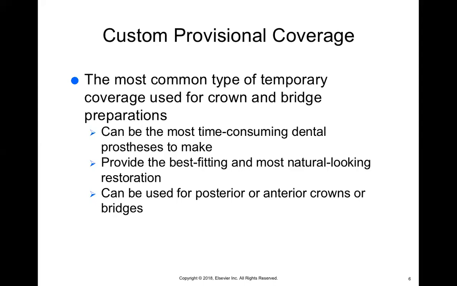Okay. So it can be a little bit time consuming at the end because you have to shave it down. You have to contour it. You have to shape it so that it fits perfectly and it's not irritating to the patient. So it is going to take some attention to detail. It is going to take some artistic ability because, again, you're recreating a crown of a tooth. It does provide the best fit, and it is the most natural looking, again, because we're using what their tooth already looked like before to create a provisional for them. So it's going to look as if nothing ever happened. And you can use them for either posterior or anterior crowns or bridges. Either one, it'll work. Any questions about the custom provisional?